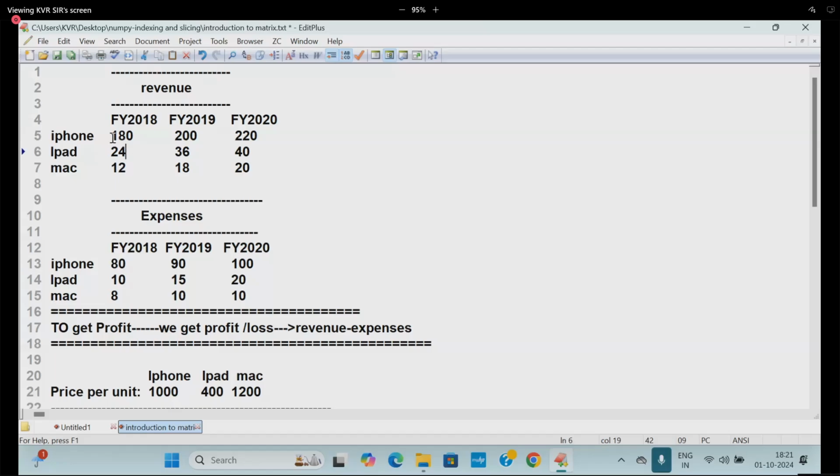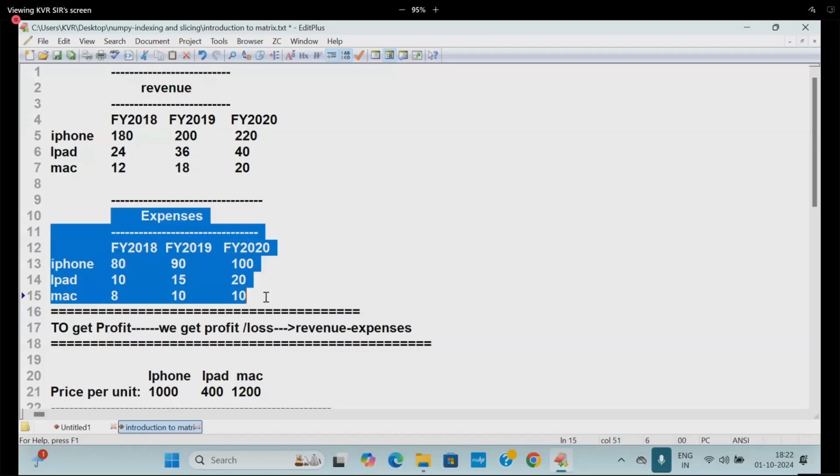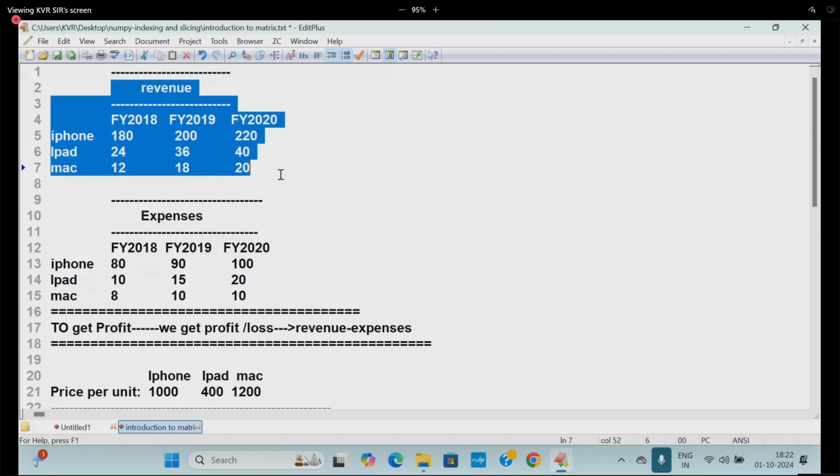If you take in terms of lakhs, it is also in terms of lakhs. In terms of dollars, also in terms of dollars. So, coming to the point of it, financial year 2019: 90, this is the financial year revenue, financial year expenses. 90, and next is 15, and then 10. Financial year 2020, it is called 100, 20, 10.